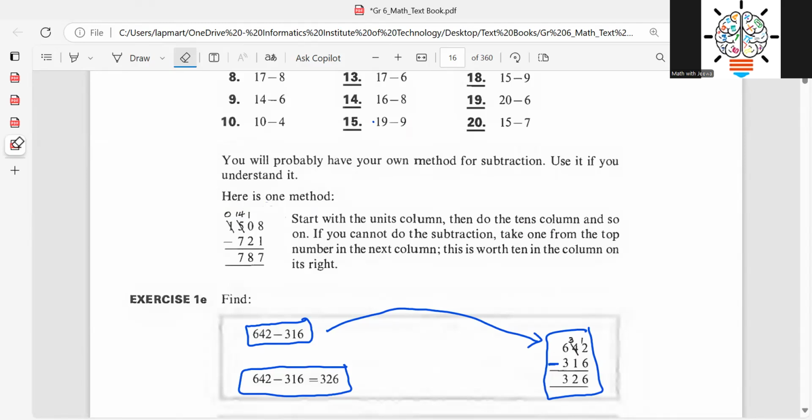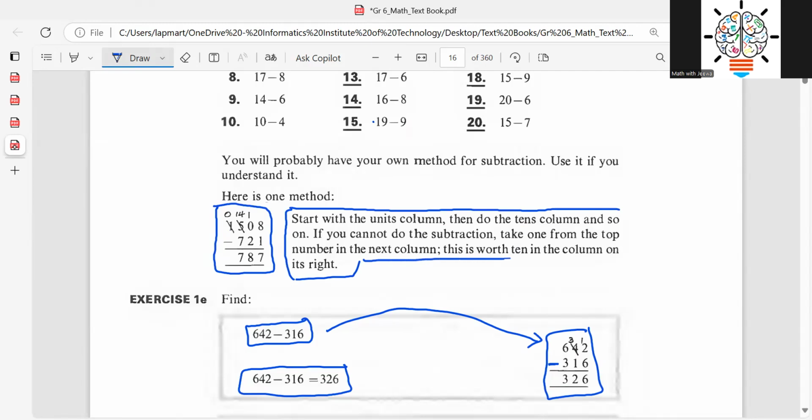If you have this kind of question, this is what you want to do. Take the blue pen and first write down this. Below this question example, write down: start with the unit column, then do the tens column, and so on. If you can't do the subtraction, take 1 from the top number in the next column. This is worth 10 in the column on its right, right? So you want to write down this part. These are the steps of doing this subtraction.